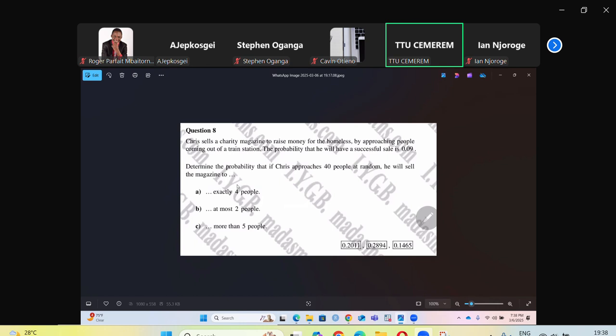Allow me to read it. Chris sells charity magazines to raise money for homeless by approaching people coming out of a train station. The probability that he will have a successful sale is 0.09. Is that okay? Determine the probability that if Chris approaches 40 people at random, he will sell the magazine to exactly 4 people. Is that okay?